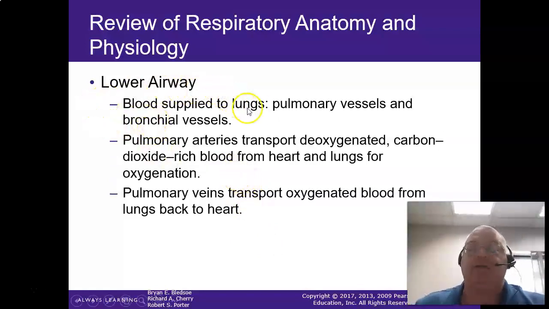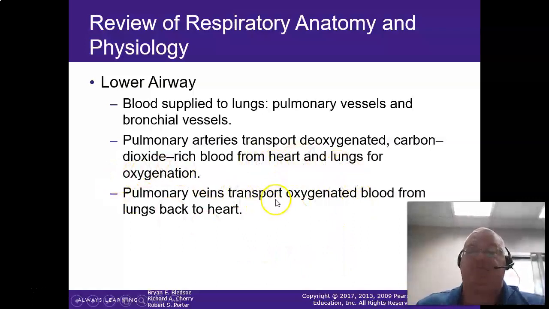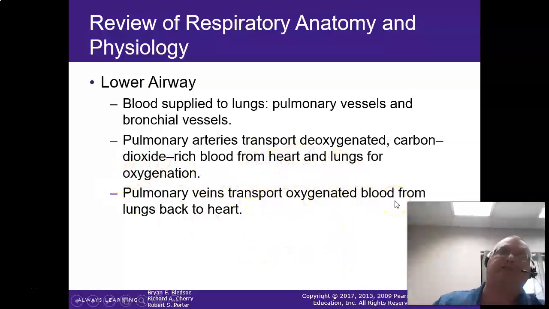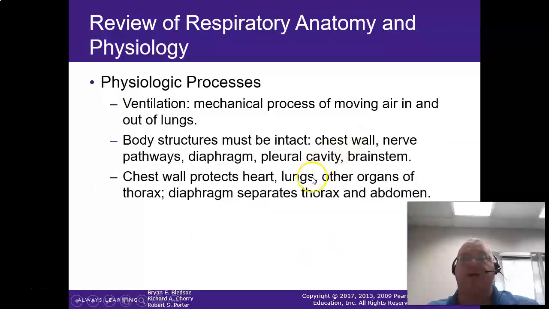Again, the blood is supplied to the lungs, by the way, by pulmonary vessels and bronchial vessels. The lungs don't get their own blood supply from the pulmonary arteries and pulmonary veins. They actually have their own blood supply that comes off of the aorta. All right. Again, the pulmonary arteries transport deoxygenated blood, carbon dioxide-rich blood. And then the pulmonary veins transport oxygenated blood back to the heart. We've kind of studied that in huge amounts of detail.